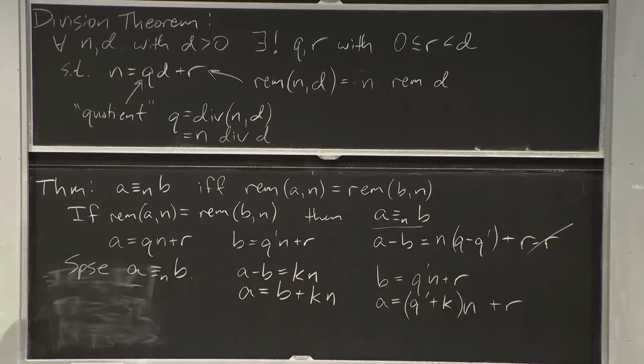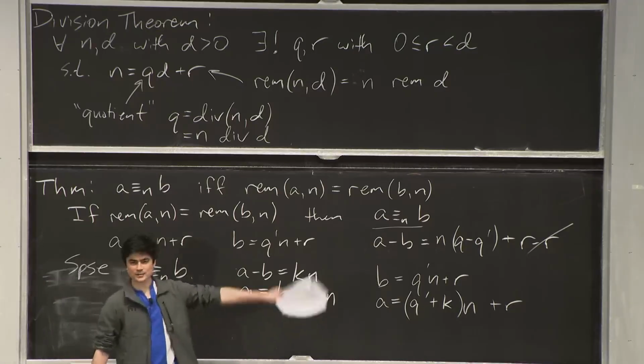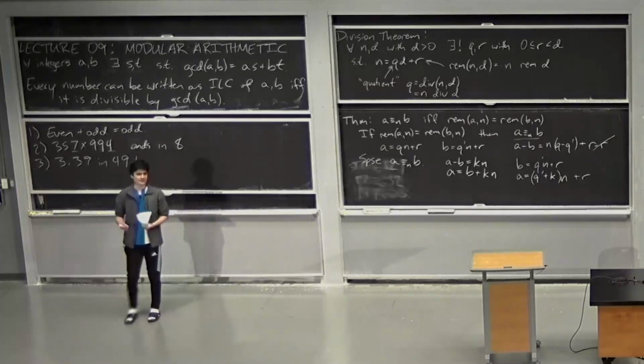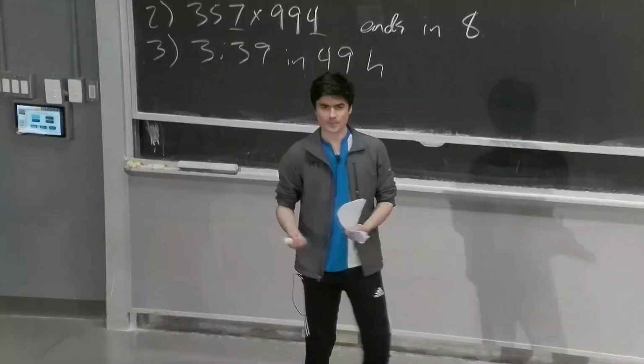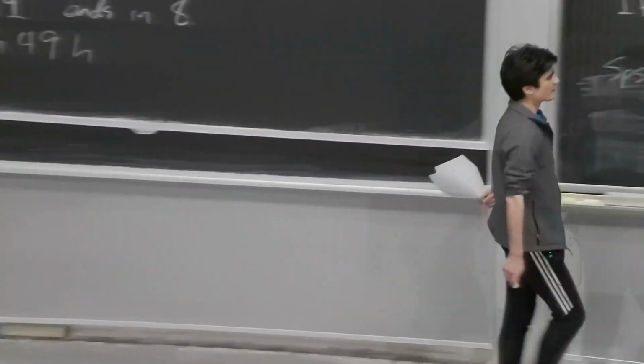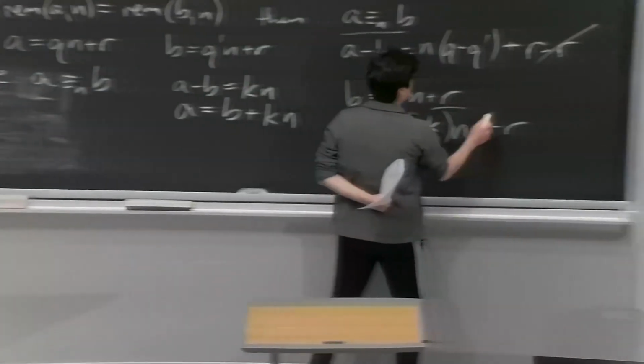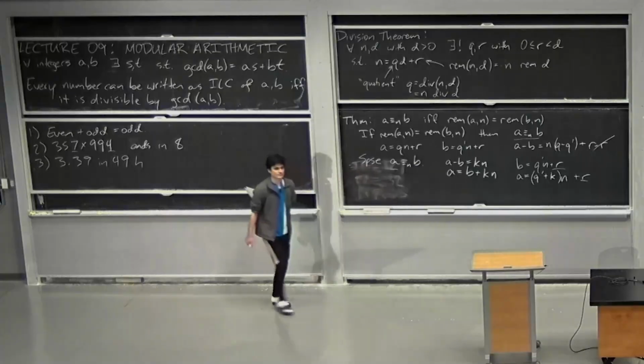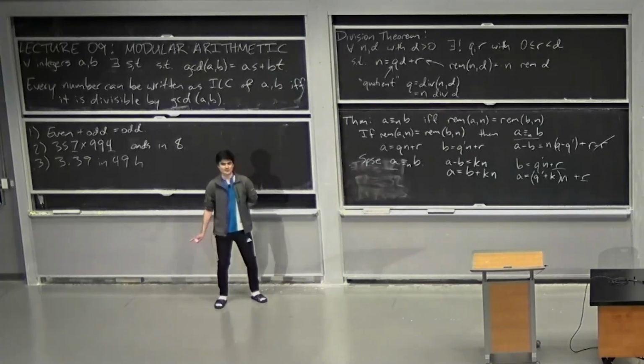Okay. And now the division theorem says that this q prime plus k and r, those are unique. Okay. So that q prime plus k is the q that we need, and the r is the same. Okay. So both of them have the same remainder. Okay. Does this make sense to everybody?